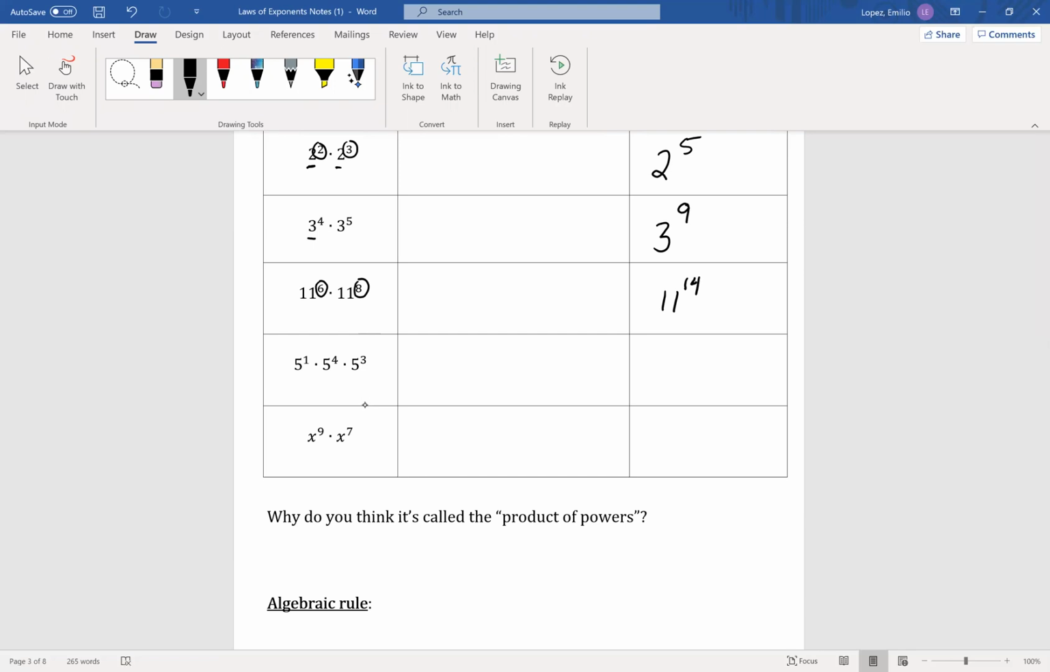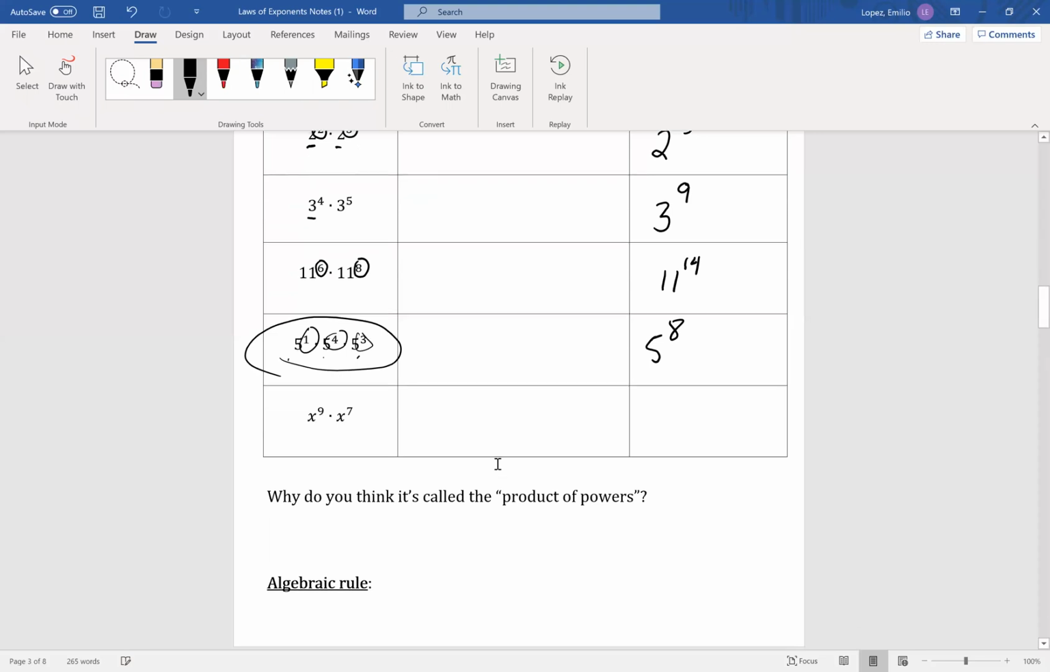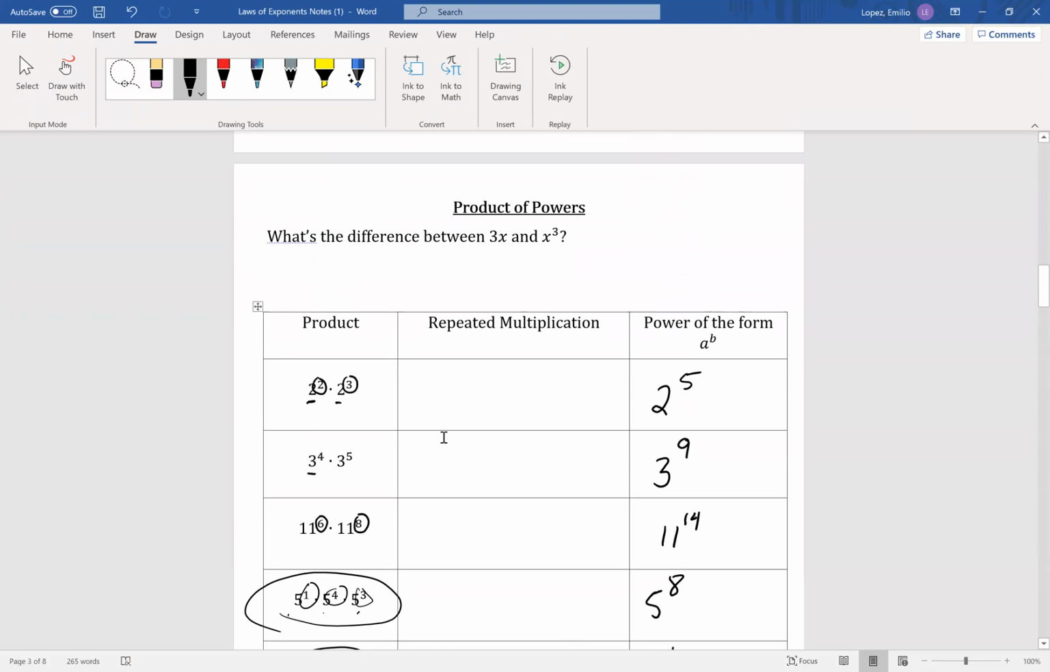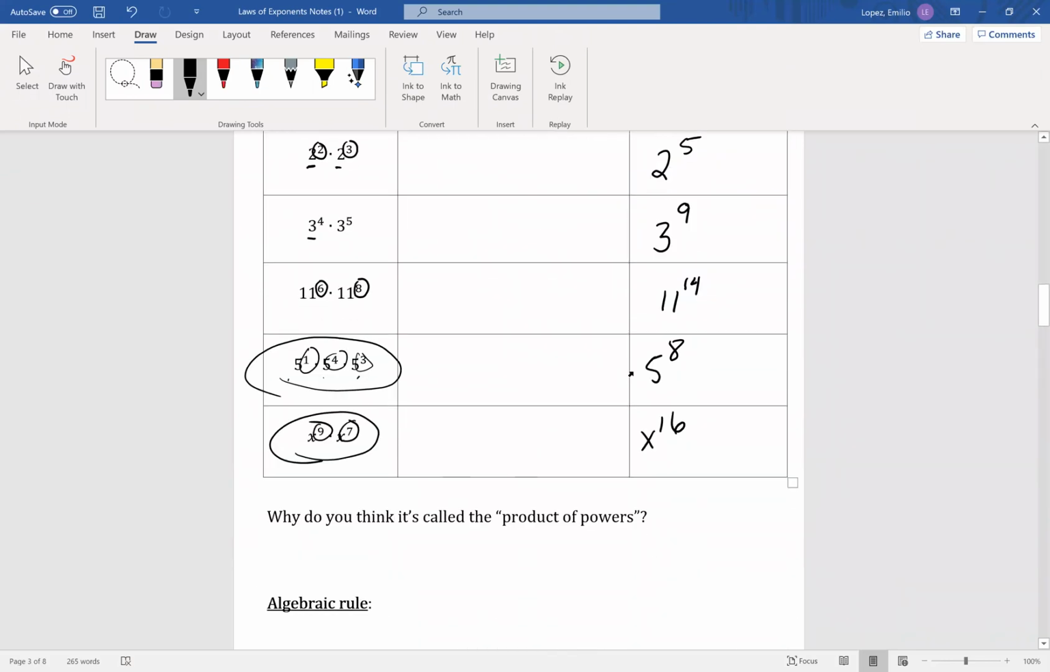You can do multiple terms. On this one, you have 3 terms. So as long as they all have the same base, you can add their powers. So you would do 3 plus 4 plus 1, which gives you 8. So this would be 5 to the 8th power. You can also have a base that's a variable. So in this case here, our variable is the base. So we would just do 7 plus 9 because they have the same base. And then that would give you x to the 16th power. So again, anytime you have product of powers, you're just going to add them.